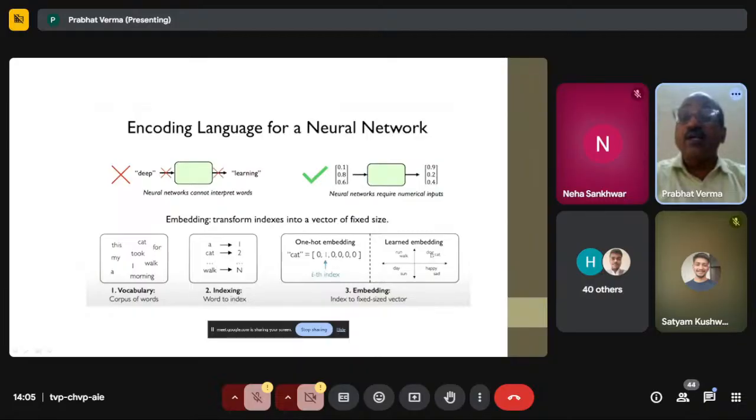Comparatively they are nearer to happy or sad, right? So this way we can have the embedding of the words with the help of the learned embedding type of system. This is the first requirement for making use of the neural network, that we have to make some sort of encoding to feed the text as input into the neural network.